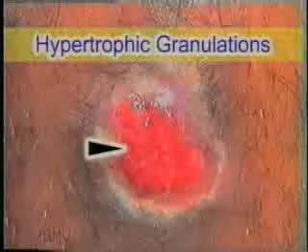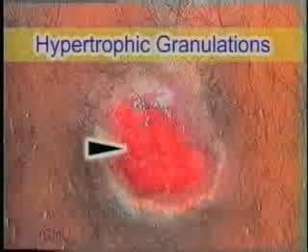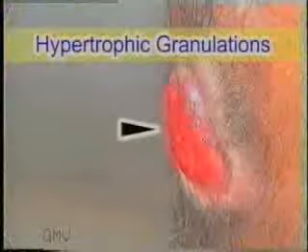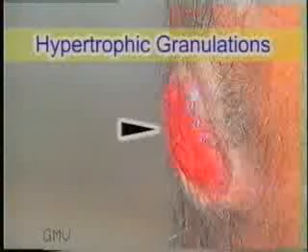A larger sized ulcer where epithelialization is not completed in time shows hypertrophic granulation tissue. Note these exuberant granulations rising above the surface of the skin. This is also termed as proud flesh and is accompanied by excessive serosanguinous or purulent discharge.